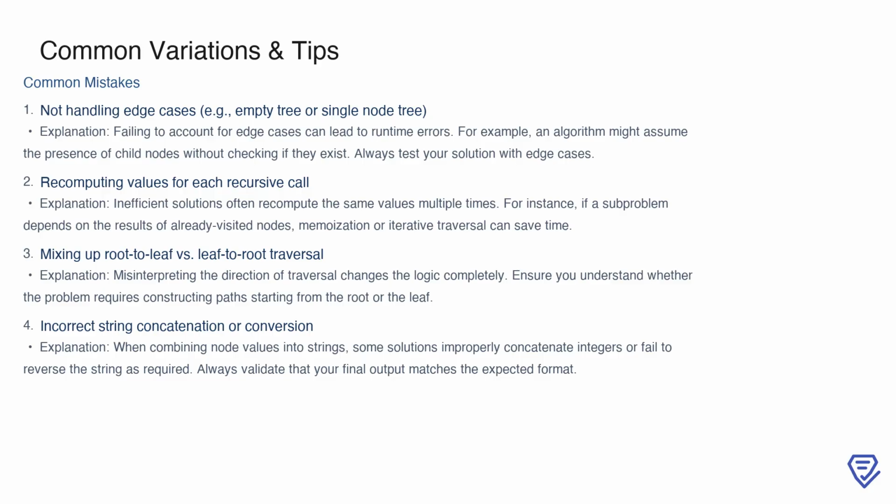Next, recomputing values for each recursive call is another pitfall. If your solution repeatedly calculates the same results for already visited nodes, it becomes inefficient. Using memoization or switching to an iterative traversal can significantly optimize performance. Another frequent error is confusing root-to-leaf traversal with leaf-to-root traversal. These require different logic, so understanding the direction specified in the problem is crucial.